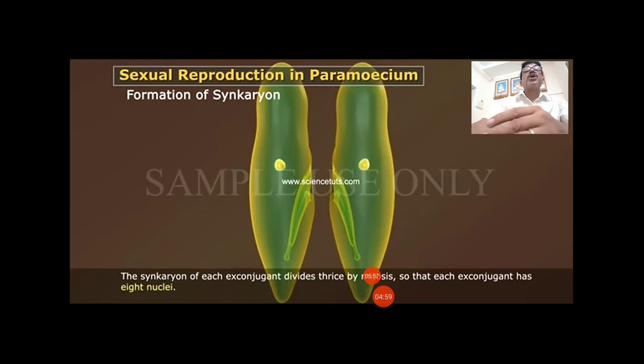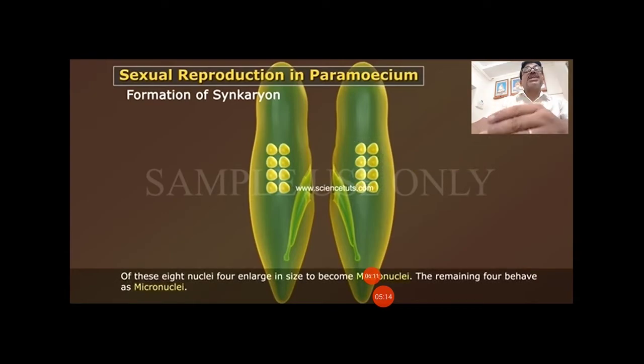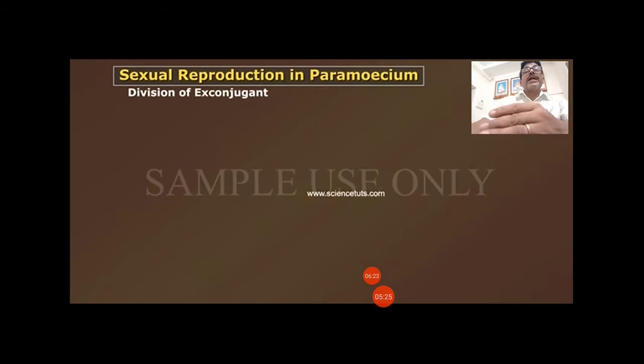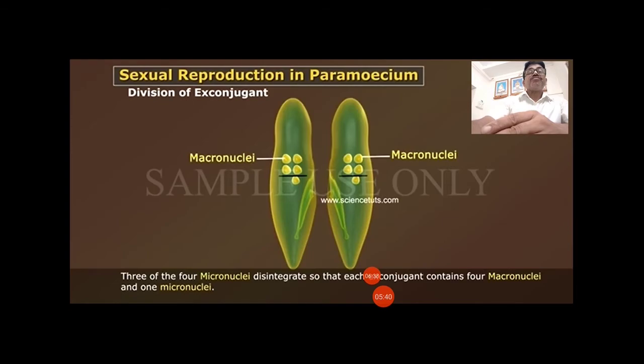Exconjugants. The Synkaryon of each conjugant divides thrice by mitosis, so that each exconjugant has 8 nuclei. Out of 8 nuclei, 4 are macronuclei and 4 are micronuclei. 4 nuclei behave as macronuclei and 4 behave as micronuclei. Division of exconjugants. 3 of the 4 macronuclei degenerate so that each exconjugant contains 4 macronuclei and 1 micronucleus.